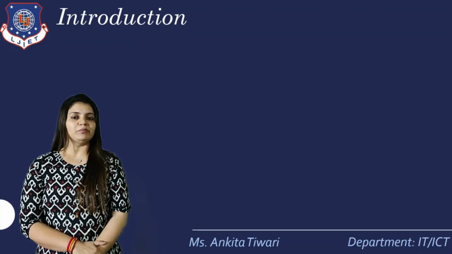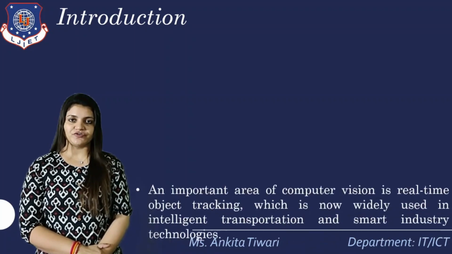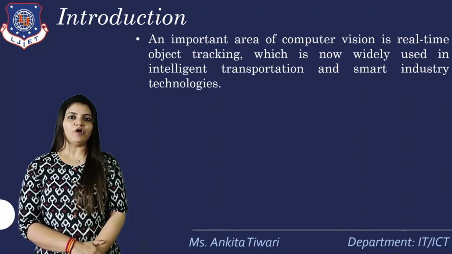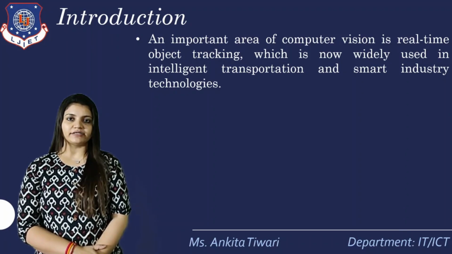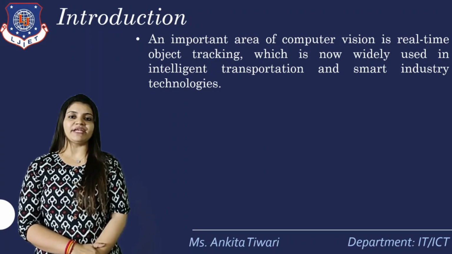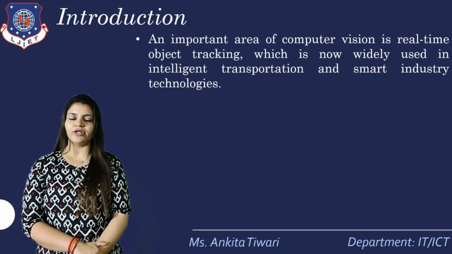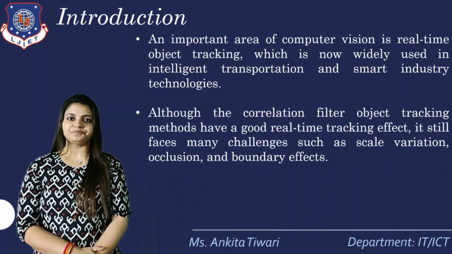So what do you mean by motion tracking? Basically, motion tracking is also, we can say, object tracking. An important area of computer vision is real-time object tracking, meaning the motion of any object which is to be tracked, which is now widely used in many of the intelligent transportation systems that we use in our day-to-day lives. Also the smart industry technologies that we are using.